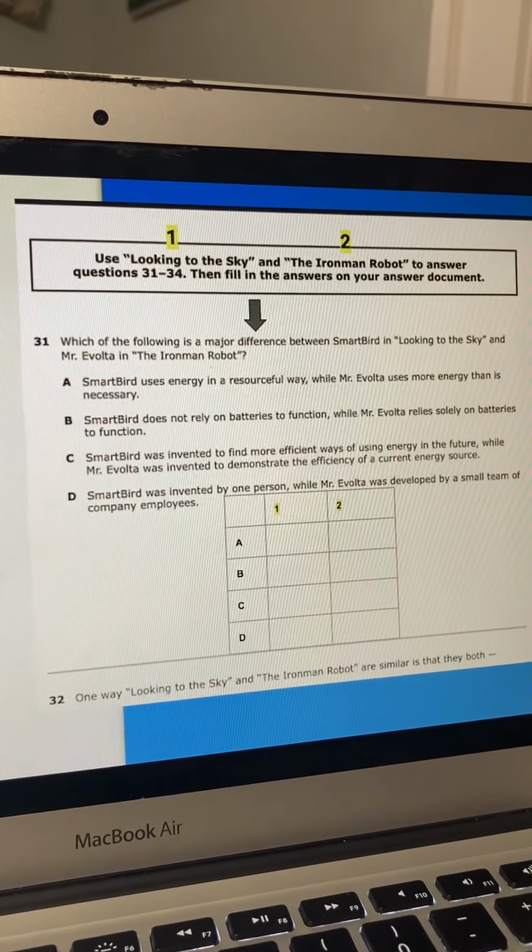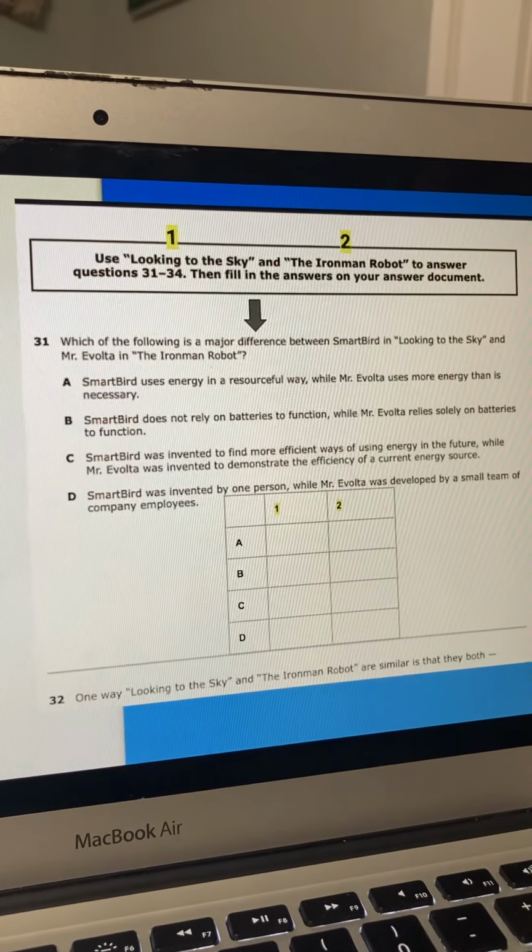Smartbird uses energy in a resourceful way, while Mystery Volta uses more energy than is necessary. True and false. Smartbird does not rely on batteries to function, while Mystery Volta relies solely on batteries to function. False and true. Smartbird was invented to find more efficient ways of using energy in the future, while Mystery Volta was invented to demonstrate the efficiency of a current energy source.